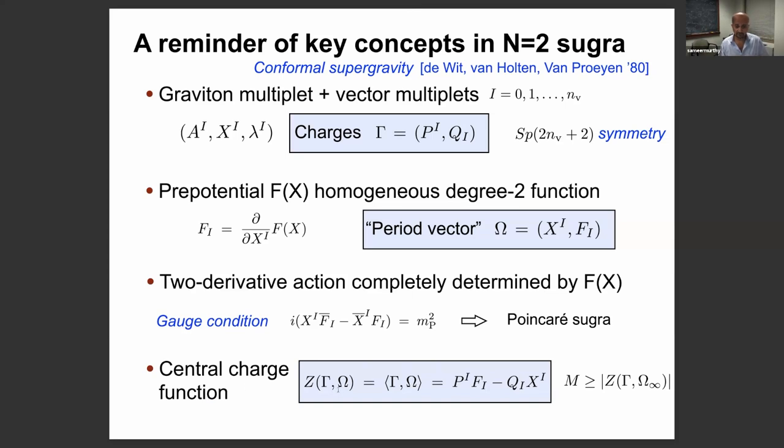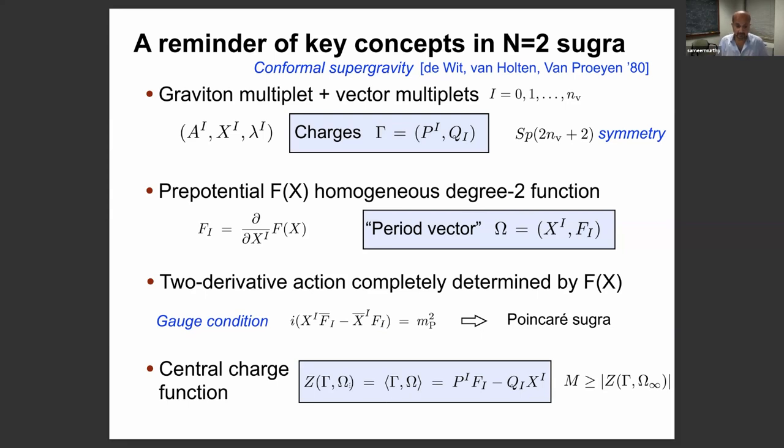So one of the important functions here is called the central charge function, which is a function of the charges and the scalars or the period vector. And what it is, it's the symplectic product. So there's a symplectic symmetry, and there's the natural symplectic product defined in this theory. There's like the Dirac-Schwinger-Zwanziger bracket between the charges and the period vector, okay? The anti-symmetric product. Sorry, symplectic product.